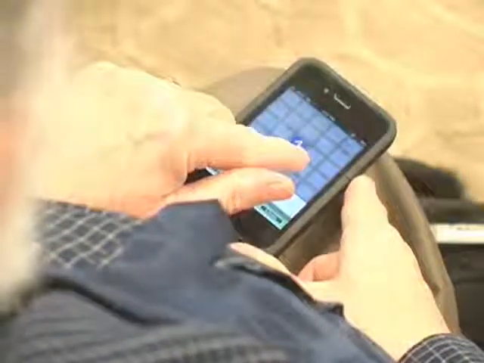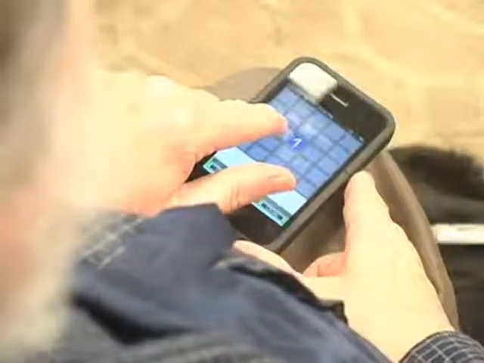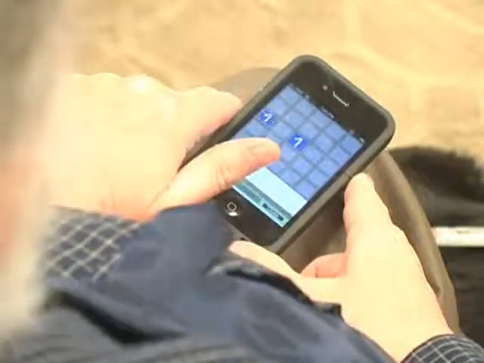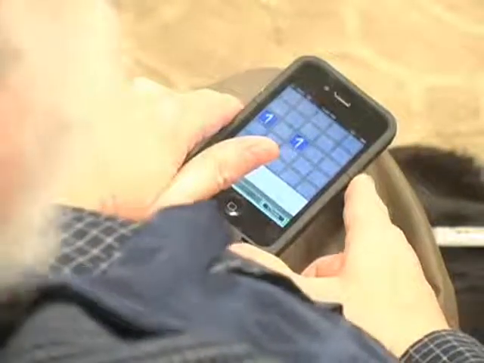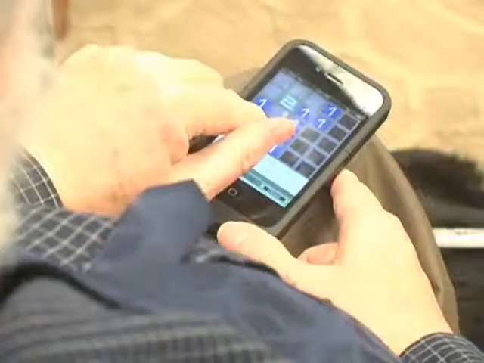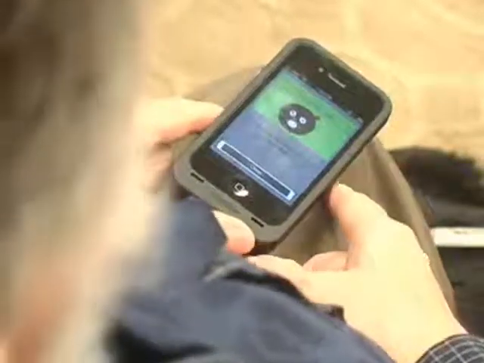So if we go to A3, which is two squares away, A3 unknown. A3, one mine. That says there's one mine, and it could be all the way around. Now I'm going to try and find the mine. B4 unknown. And there we go.